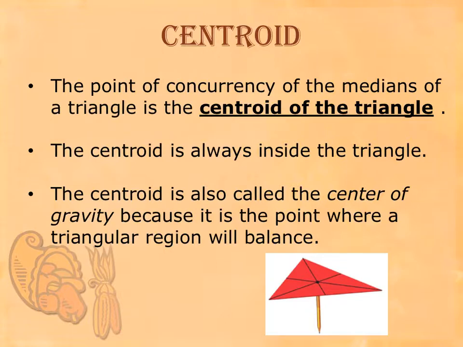Okay, so that point where all the medians meet up, that point is called the centroid. So this is that point of concurrency. It's called the centroid. 3 medians meet up. Where they meet up is called the centroid.